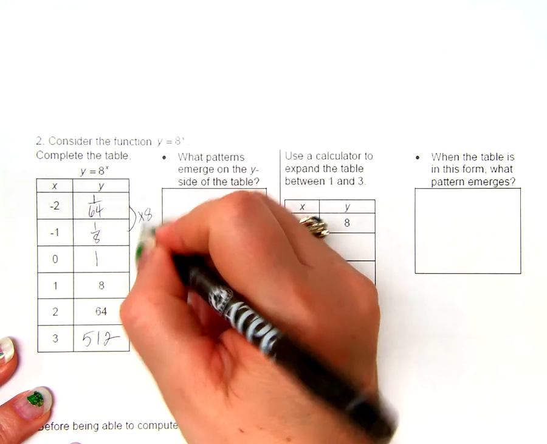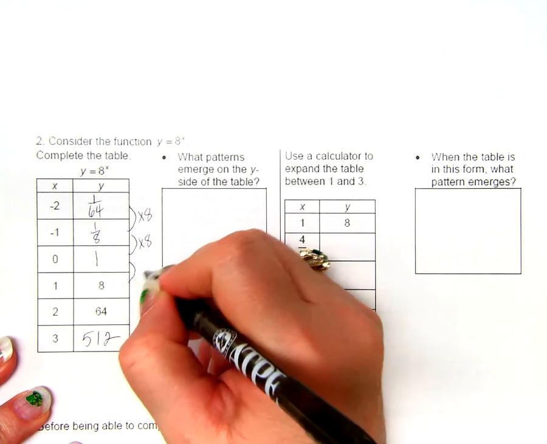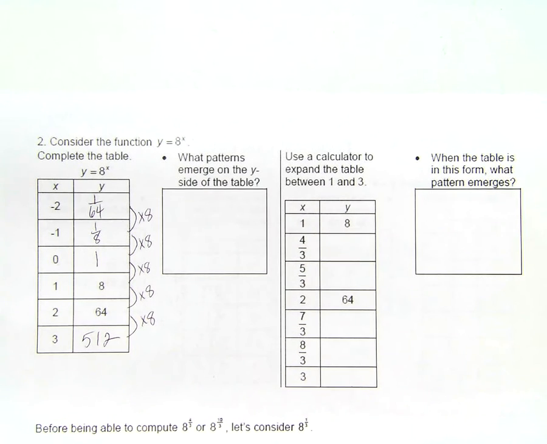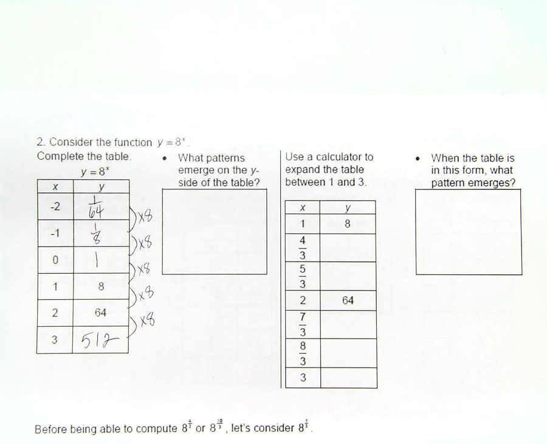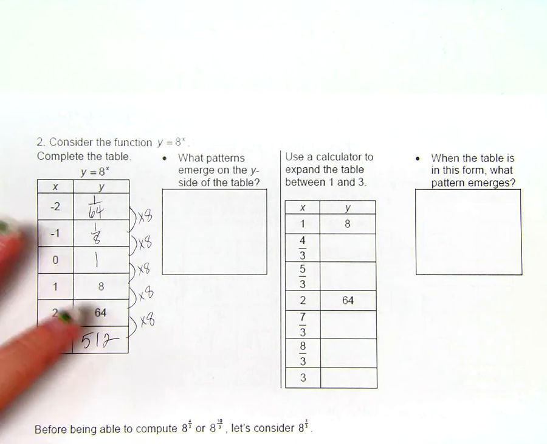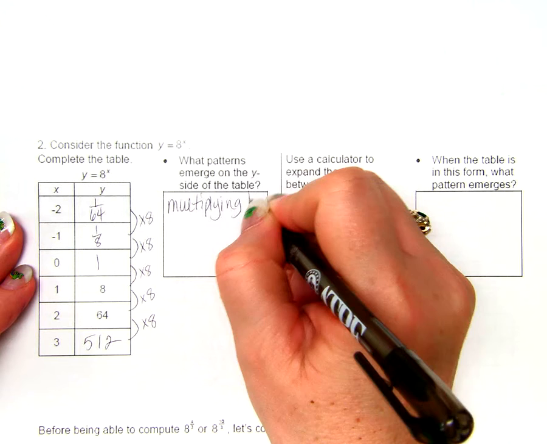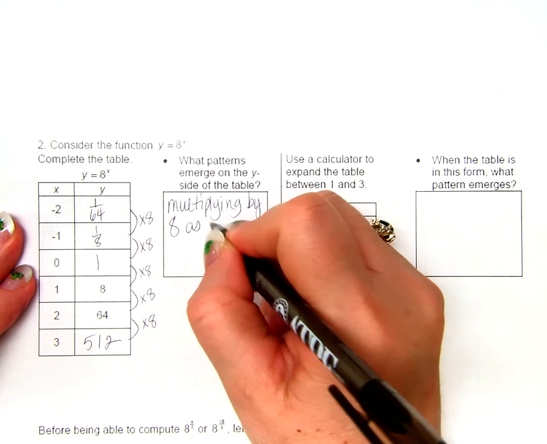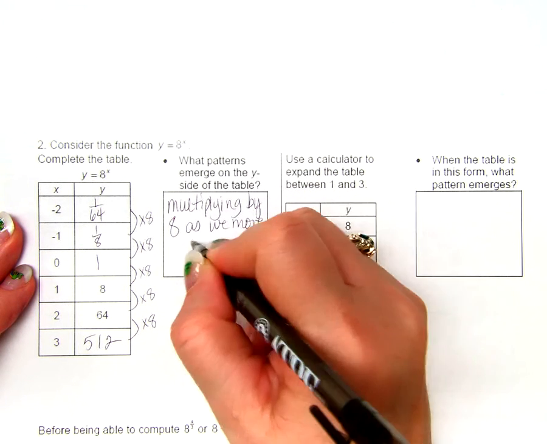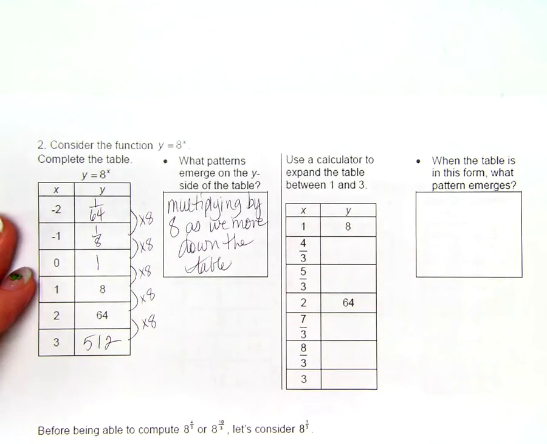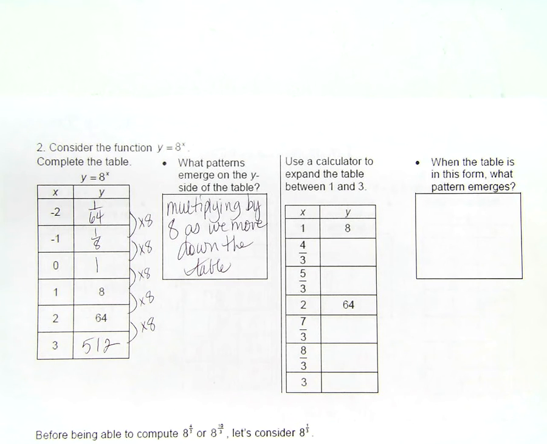So what patterns do you see on the y side of the table? That's multiplied by 8. That's multiplied by 8. That's multiplied by 8. That's multiplied by 8. That's multiplied by 8. I don't want to just put it once, because if I just put it once, is that truly a pattern? I have to check each time, right? It's only 5 things that you have to check, 6 different table entries, correct? So we are multiplying by 8 as we move down the table.